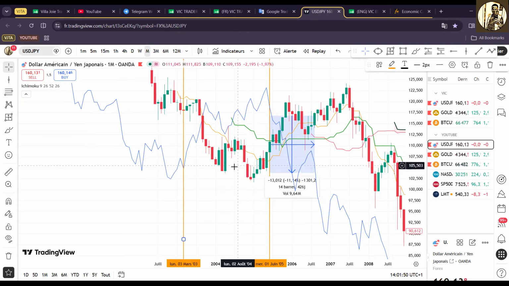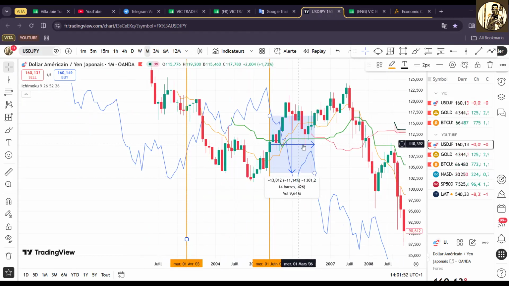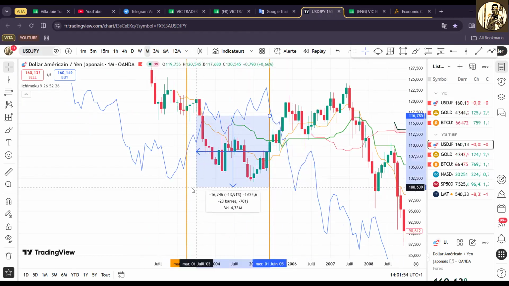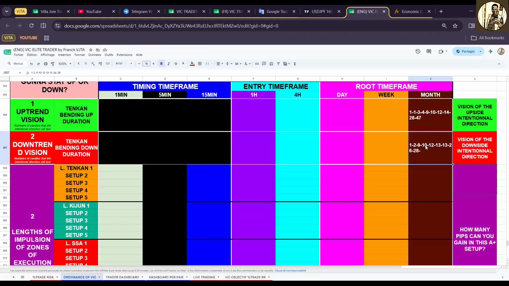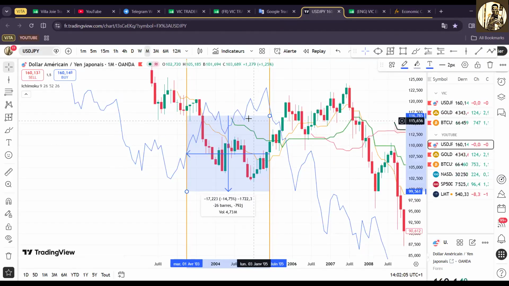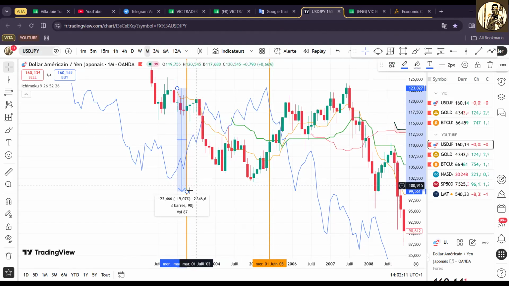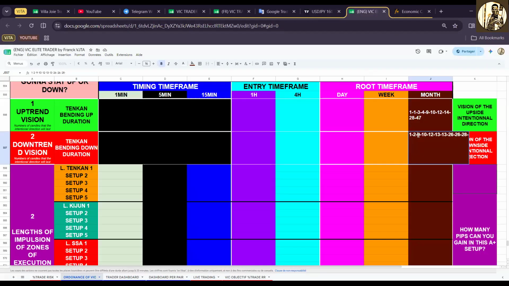And then this whole downtrend from here is 26 bars. So I have 26 again. Then this one was 1 bar, and this last downtrend is 3 bars. I have 3 bars here.